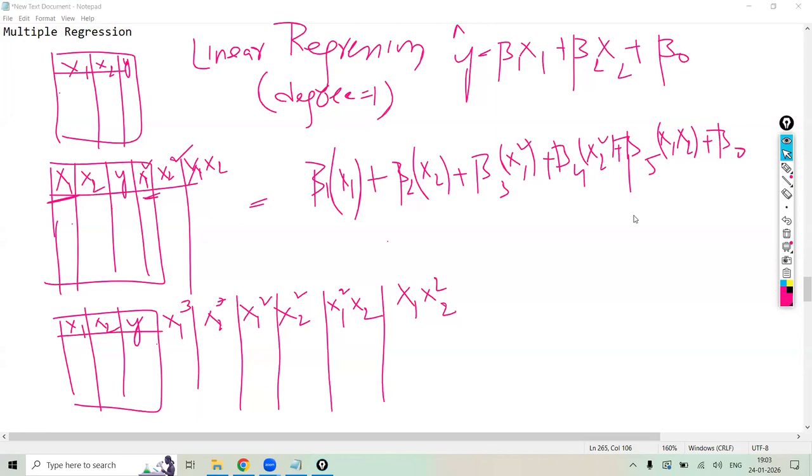Based on the value, right? So combinations, sometimes combinations also will give more value.